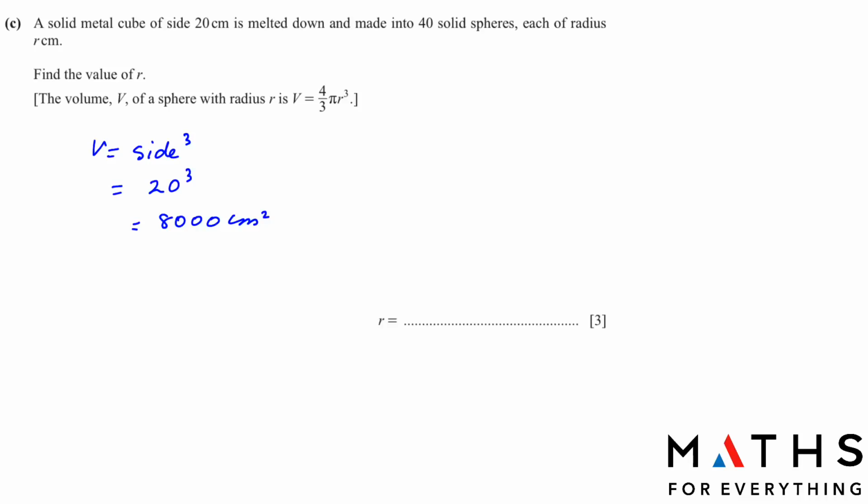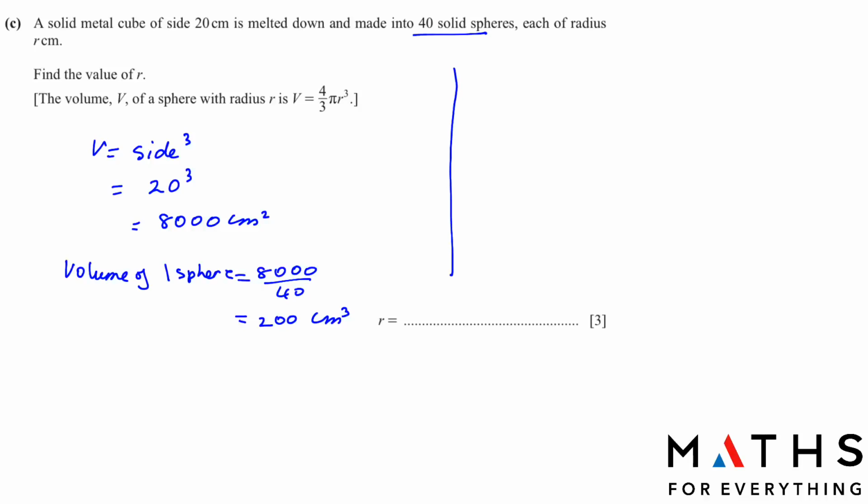Now this is divided into 40 solid spheres. So volume of one sphere will be 8,000 divided by 40. That will give us 200. And how do we find the volume of a sphere using the formula 4 over 3 pi r cube? We have to make r the subject. So we will write 200 divided by 4 over 3 pi. This is a multiply. When I shift to the other side, it will be a divide. Is equal to r cube.